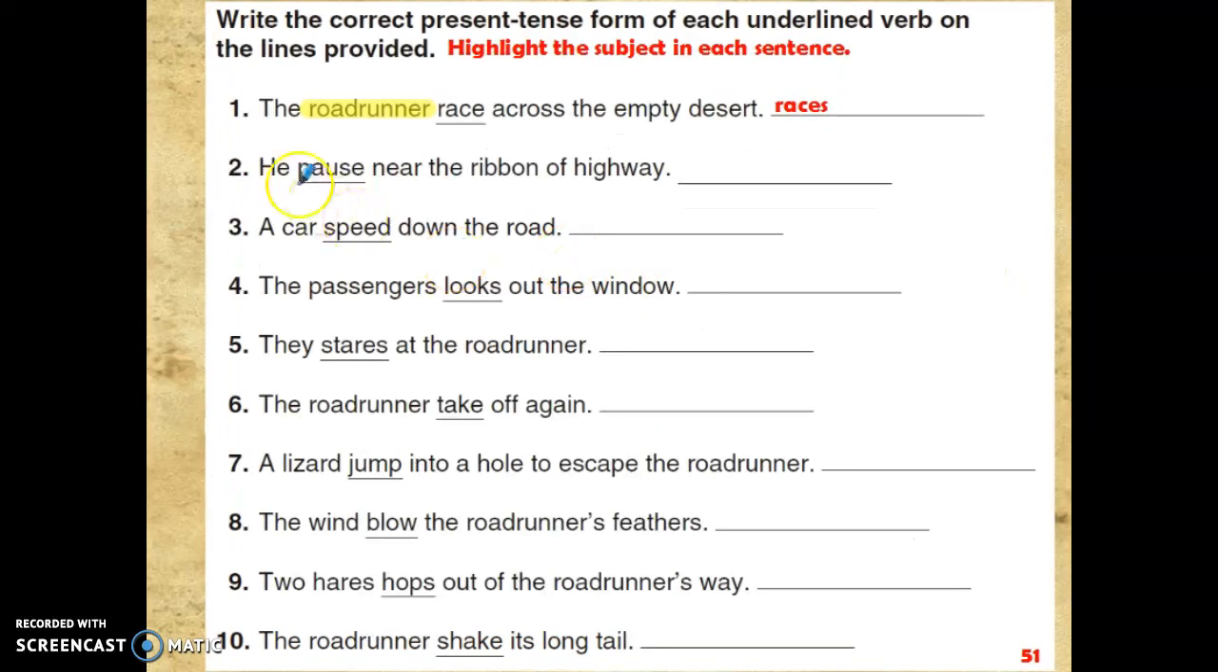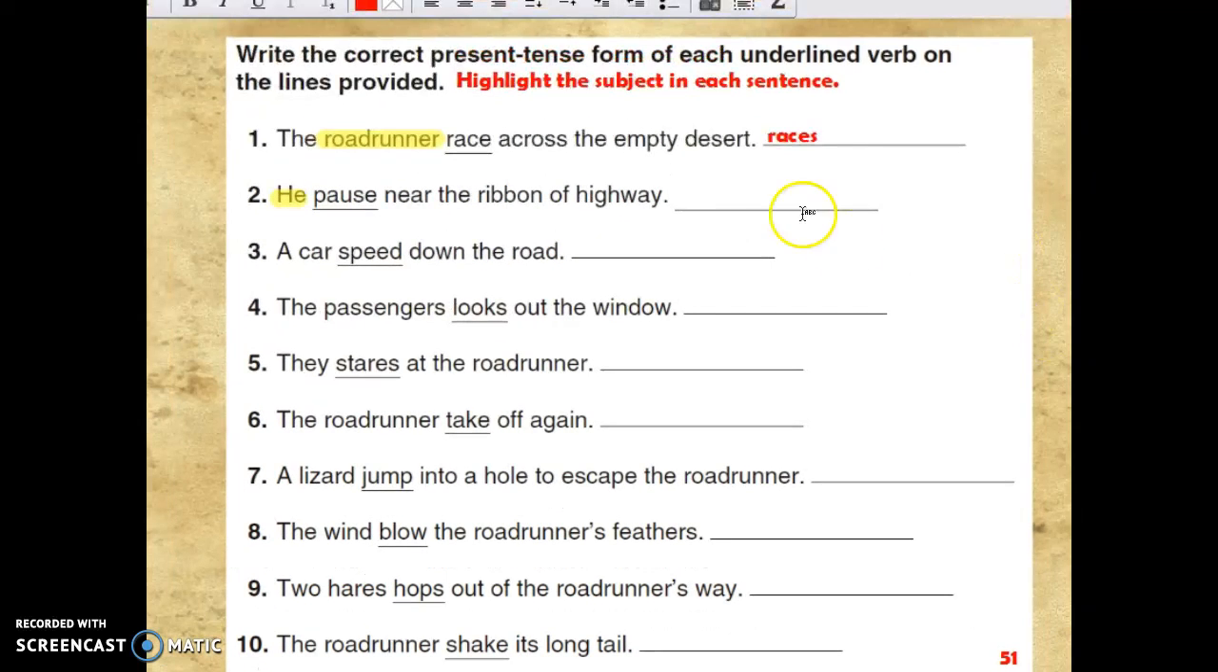In number 2, he paused near the ribbon of highway. So my subject here is he, and that's just one person, one he, that's singular, so that means I need to add an S to my verb. Pauses, P-A-U-S-E-S.